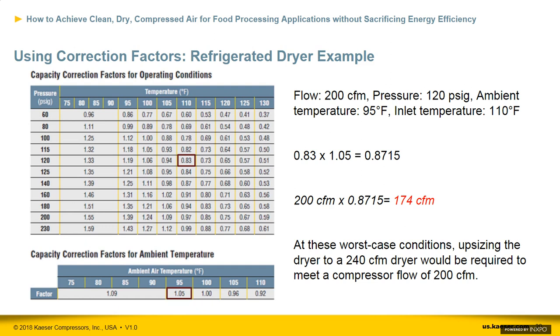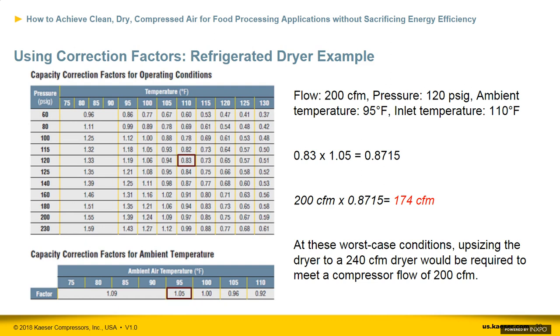So what do we need to do? Well, we need to select the next size compressor. I'm sorry, not the next size compressor, the next size dryer, to ensure that it has enough to dry the 200 CFM to the required dew point. Be careful, because correction factors could be used to multiply against the compressor flow or divide by the compressor flow to determine its rating, and that can be tricky.